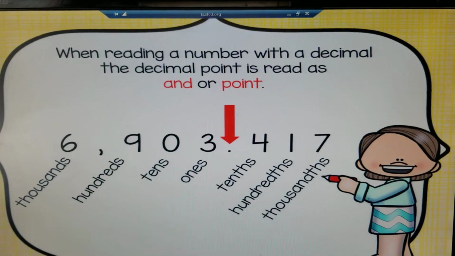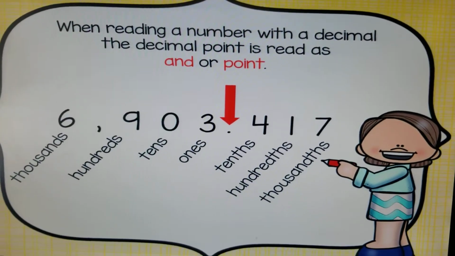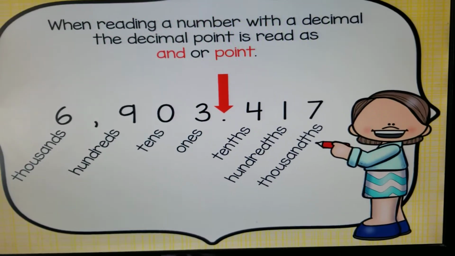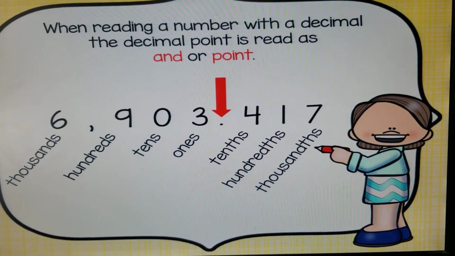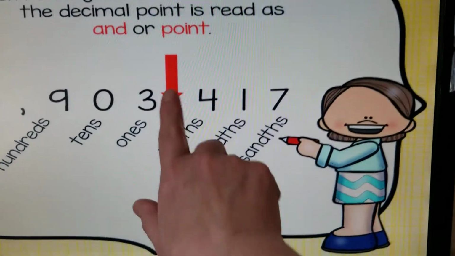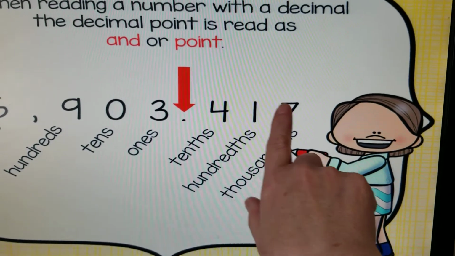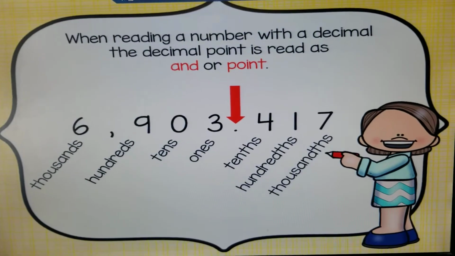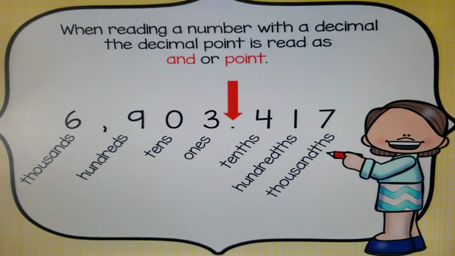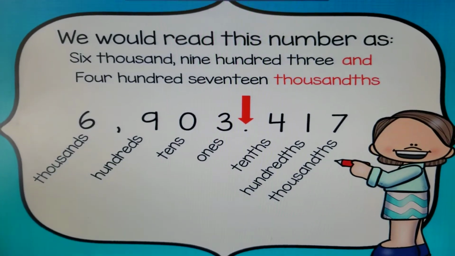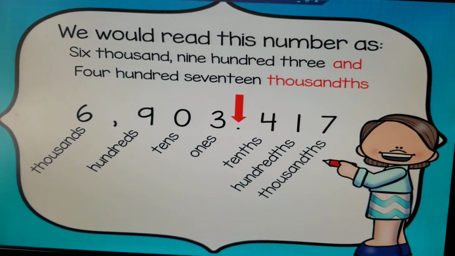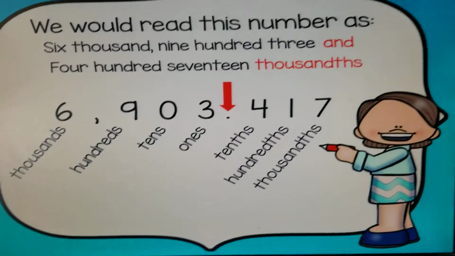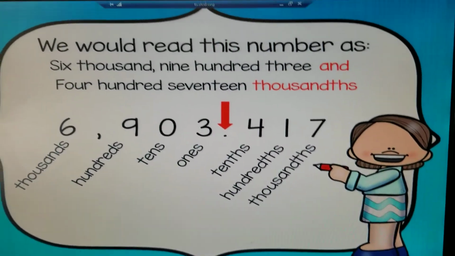When reading a decimal, or a number with a decimal, the decimal point is read as "and." Remember, we talked about that. So this would be 6,903 and 417 thousandths. Remember that decimal point in the middle says "and." We would read this number as 6,903 and 417 thousandths, just like I said.